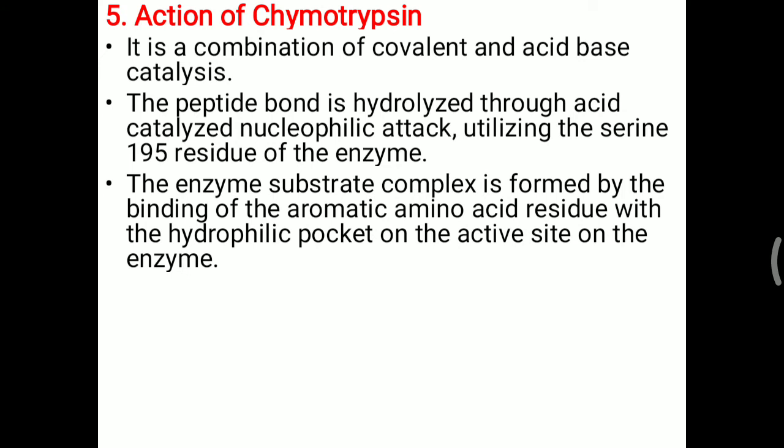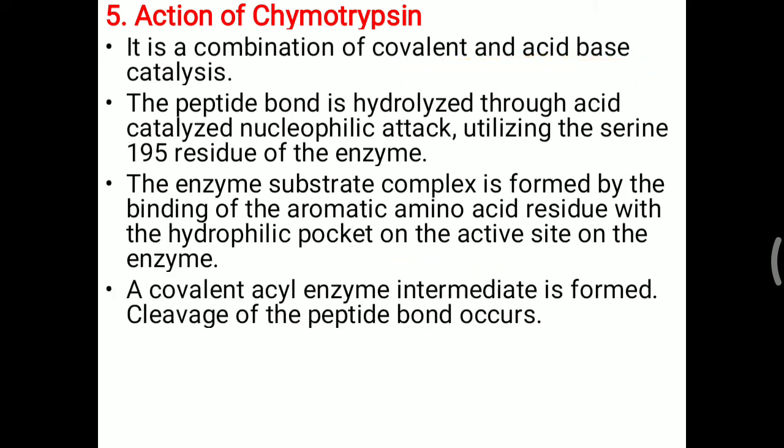The enzyme substrate complex is formed by the binding of an aromatic amino acid residue with the hydrophobic pocket on the active site of the enzyme. Basically, this chymotrypsin acts on the metabolism of aromatic amino acids like phenylalanine and tyrosine. First, it will attach over this particular hydrophobic pocket of the enzyme, and over that attachment the acid base catalysis will occur. So a covalent acyl enzyme intermediate is formed, and finally cleavage of the peptide bond over that protein will occur.